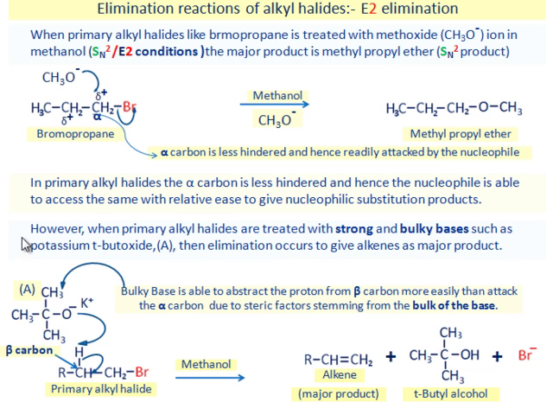However, when primary alkyl halides are treated with strong and bulky bases such as potassium t-butoxide, then elimination occurs to give alkenes as major product. Bulky base is able to abstract the proton from the beta carbon more easily than attack the alpha carbon due to steric factors stemming from the bulk of the base.